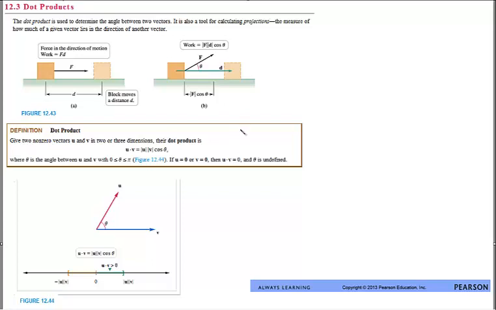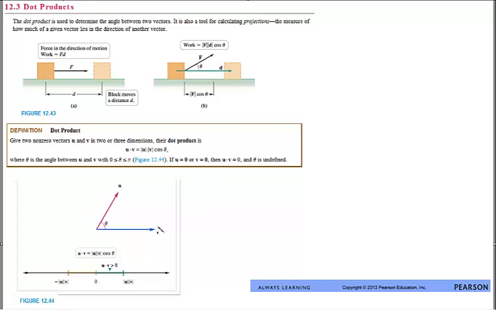Now the dot product, we're going to define it, and this is our definition. No explanation needed. It is a definition. It's the magnitude of vectors u and v times the cosine of that angle in between.